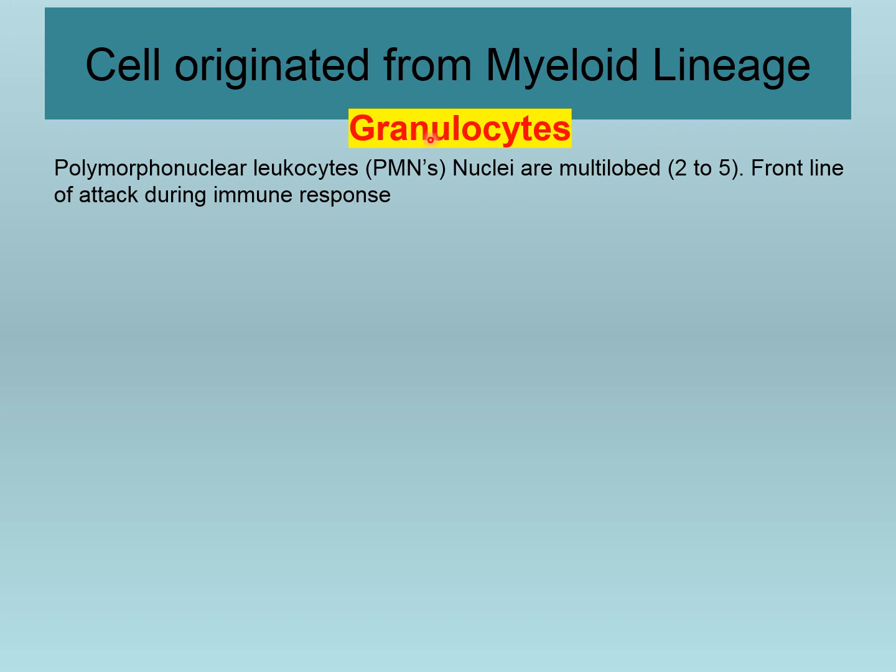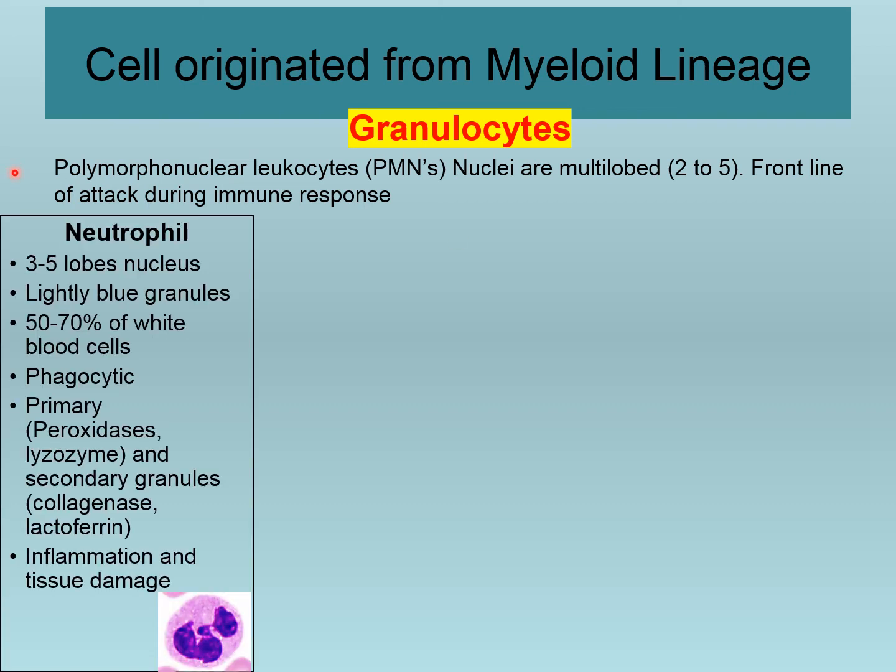These granulocytes are also called polymorphonuclear leukocytes. That means they have nuclei which can have different lobes, that's why they are called multi-lobed. The lobes may range from 2 to 5 depending upon the type of granulocyte. Granulocytes are generally the first line of defense against an immune response. The second important thing is that these granulocytes have large granules in their cytoplasm. These granules store different chemicals or enzymes within them. So there are different types of granulocytes. Let's discuss them one by one.